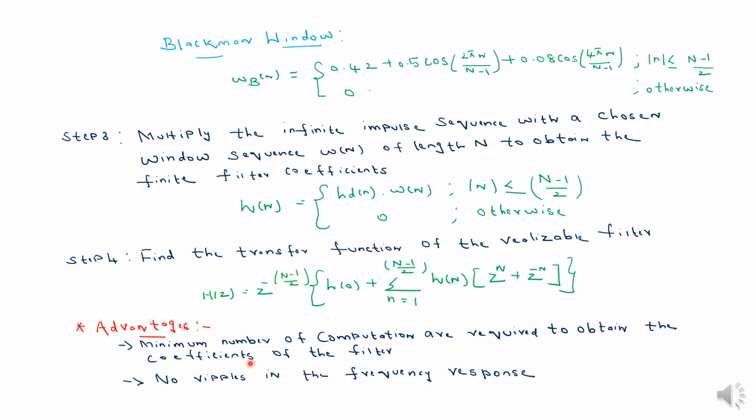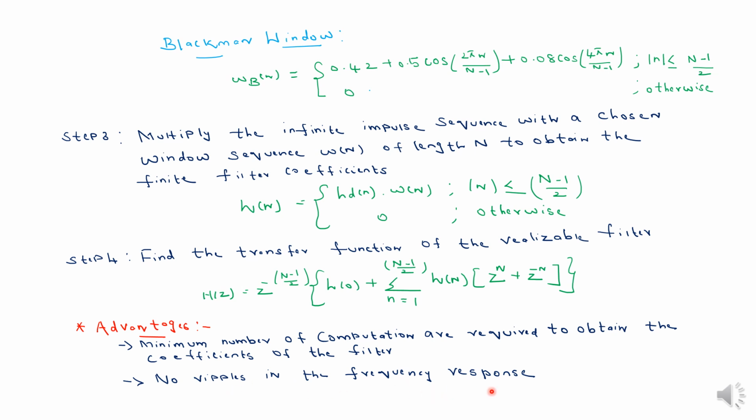In order to design a filter using the windowing technique, a minimum number of computations is required to obtain the filter coefficients. So all the filter coefficients are obtained with minimum computations. This is the first advantage. The second advantage is that when we construct or draw the frequency response curve, we find there are no ripples present in it.